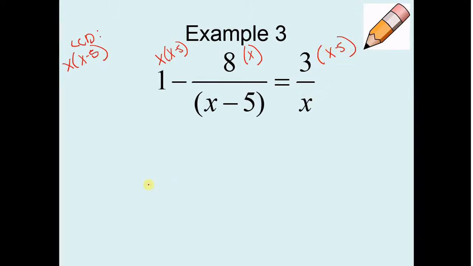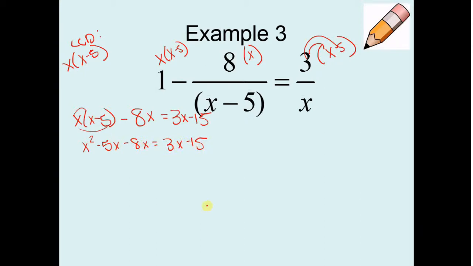Okay? Now, I'm not even going to rewrite the denominator. I know for a fact I have made the denominators equal. So I'm just going to write my new top. So my new top is going to be x minus 5. So I multiply by 1, right? Minus 8x, 8 times x, equals 3x minus 15. Basically took that 3 and I distributed it in. Distribute my x, it looks like x squared minus 5x minus 8x equals 3x minus 15. X squared minus 5 minus 8, 13x equals 3x minus 15.